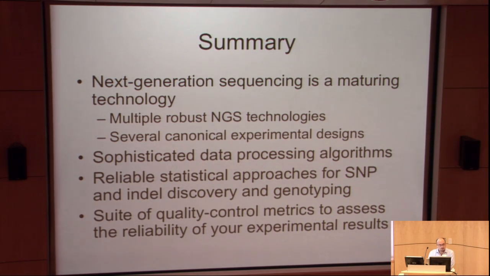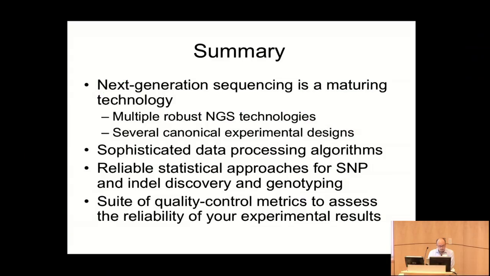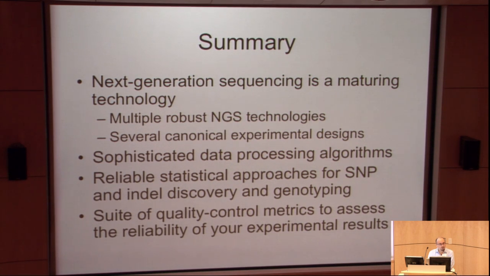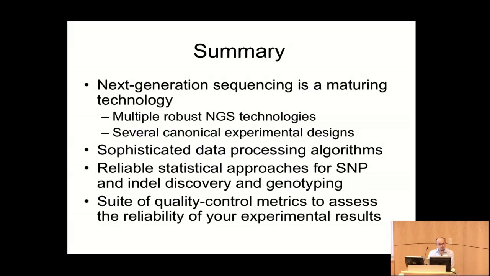Basically to say that next-gen sequencing is maturing. There's multiple robust technologies. There's several canonical designs I've talked about. There are data processing algorithms and approaches for discovery and genotyping of variants that are all pretty sophisticated now and pretty effective. And I think now you've had a chance to hear about some of the ways we think about quality control of the output.